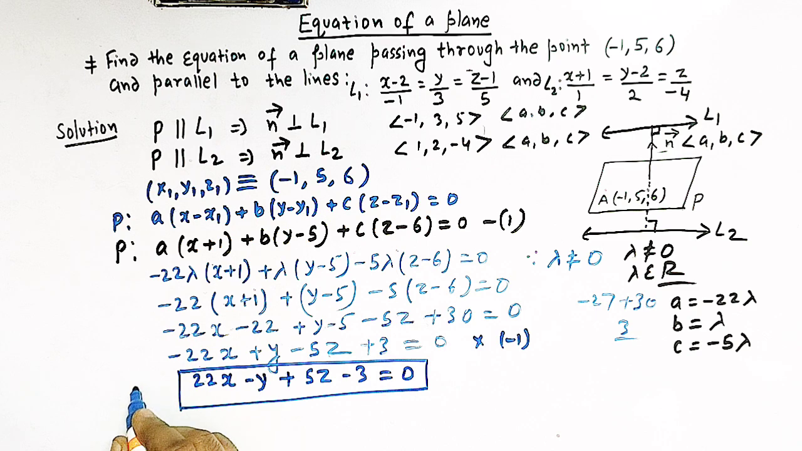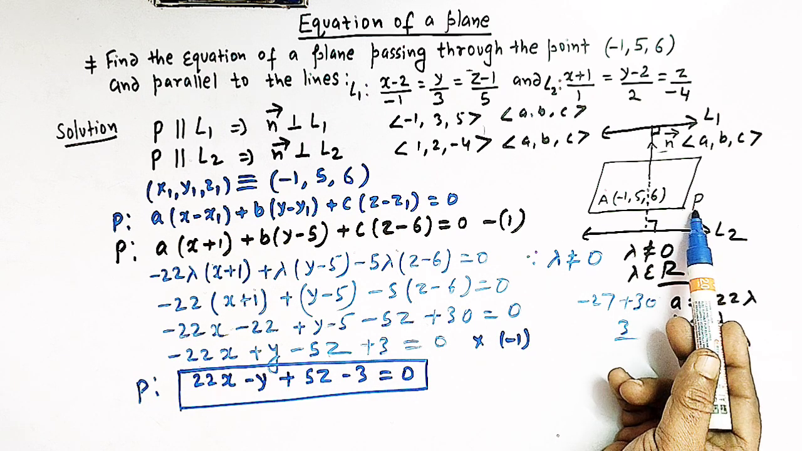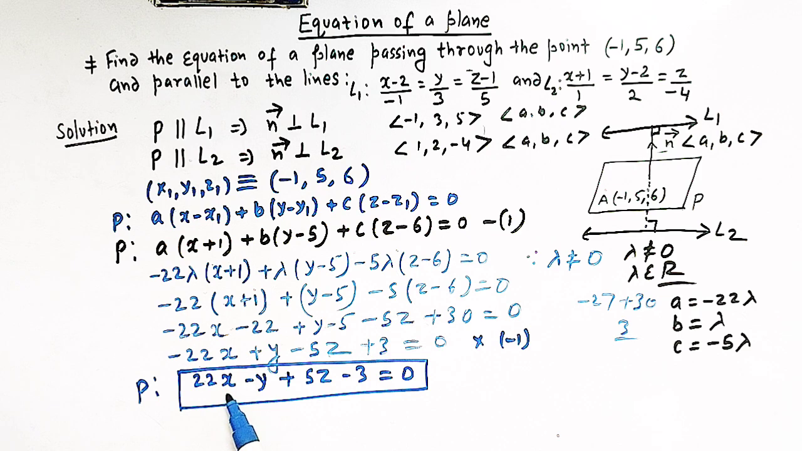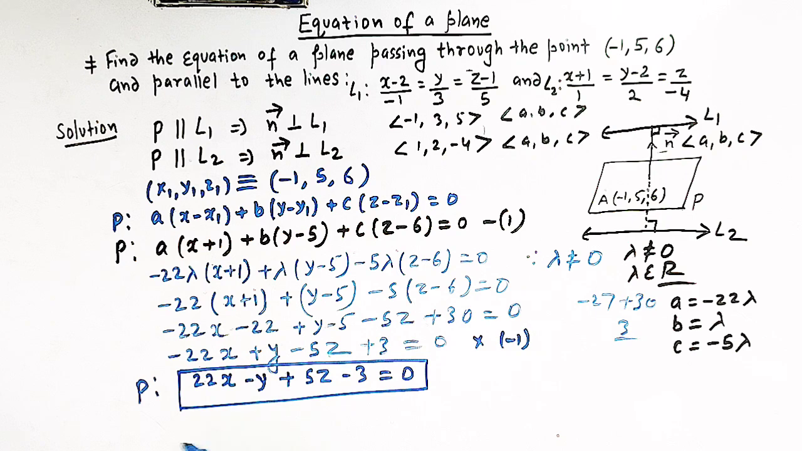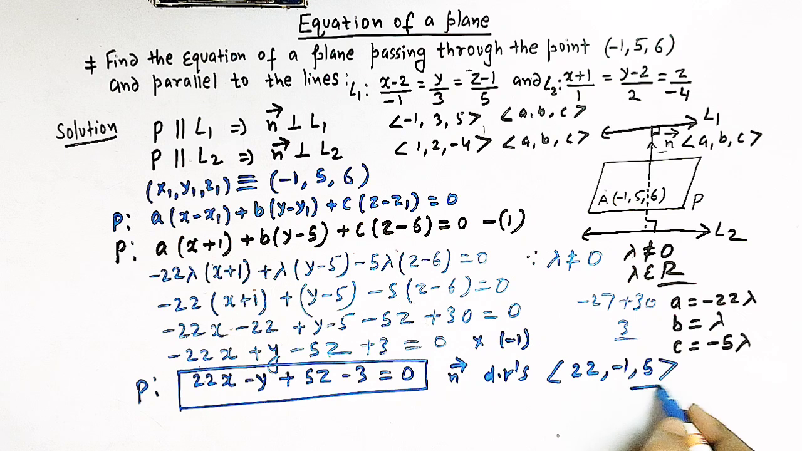So this is the required equation of the plane P, that is 22x minus y plus 5z minus 3 is equal to 0, and from here we can easily conclude that the coefficients of x, y and z give us the direction ratios of the normal vector. So the direction ratios of the normal vector are given by 22, minus 1, and then we have 5, right? So viewers, this is how we can solve these types of problems.